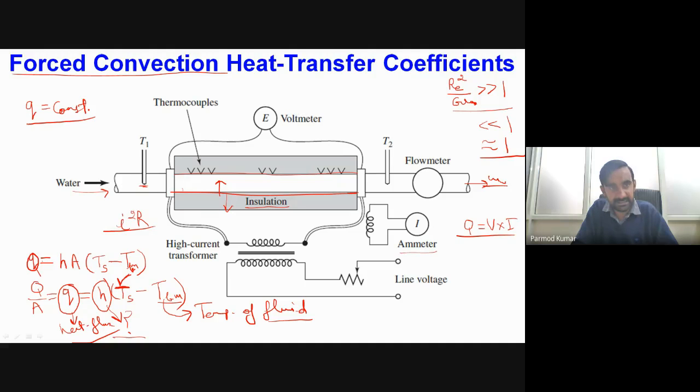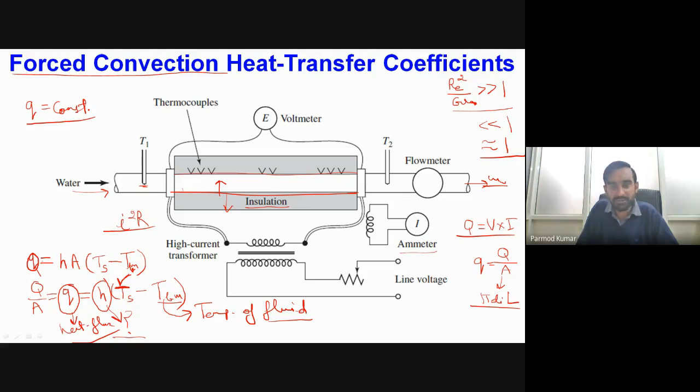So if I consider the situation of a constant heat flux, I can simply determine the value of heat flux as Q, which I have measured from this voltage into current, divided by the surface area of this pipe. This surface area will be equal to pi times di, if di is the internal diameter of the pipe, and if L is the length of the test section, then the surface area is pi di into L. From this we can determine the value of heat flux.